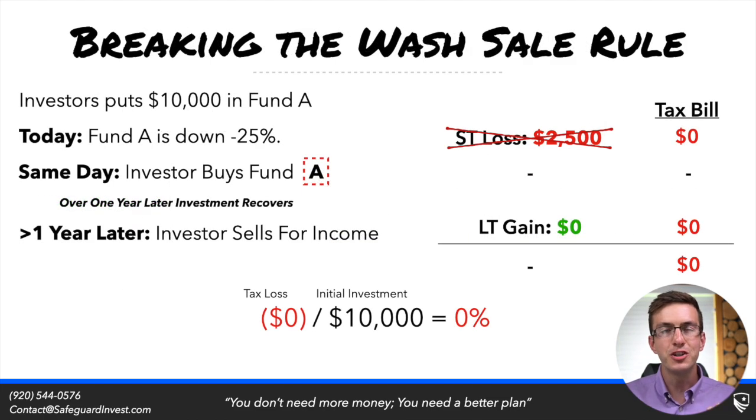But first, I want to touch on what happens when you break that wash sale rule. If you take that $2,500 loss and you immediately buy back into fund A, essentially what happens is that loss is completely canceled out.